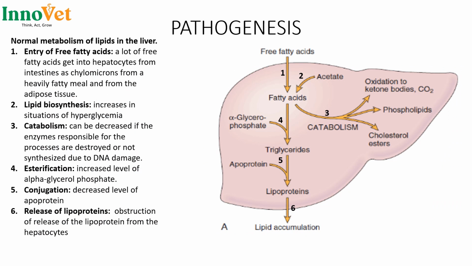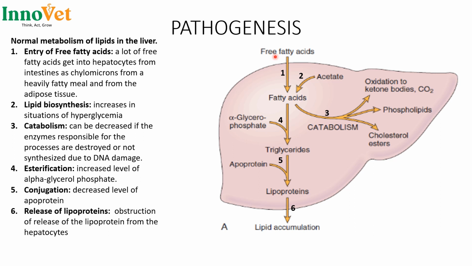Now let us look at how this steatosis or fatty change develops. First of all, this diagram is showing the normal metabolism of fats or fatty acids. Then first we have free fatty acids coming into the liver cells. These are from the intestines or from the adipose tissue.